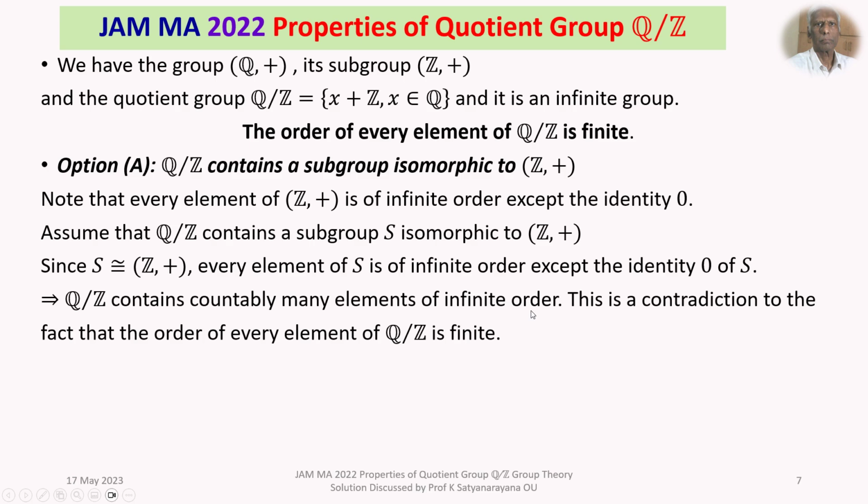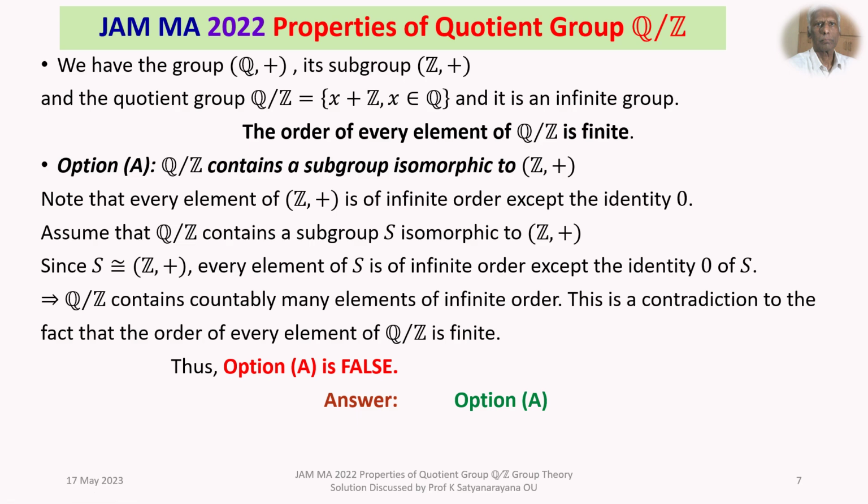So this contradiction shows that your assumption that Q/Z contains a subgroup S isomorphic to Z+ is false. So thus option A is false. Now this question says out of the 4 options you have to find that option which is false. Fortunately, the very first option is coming out to be false. Therefore, the question is over. You can write down your answer. The answer to this question is option A. So you can say that and close it.